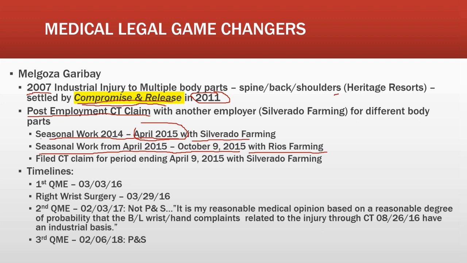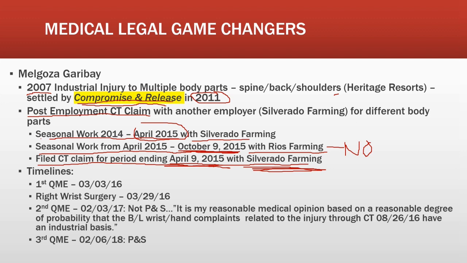So for some reasons that are not described in the case itself, she filed a cumulative trauma claim for the period ending April 9, 2015 with Silverado Farming, with no claim filed versus Rios Farming, and it's not clear as to what that reason is, but what is clear is that she continued working after April 9, 2015. She continued working now with Rios Farming. So the season had ended with one employer in April, and she continued with seasonal work with another employer, but the cumulative trauma period was filed against Silverado Farming, perhaps because they were the party that was insured, although I'm simply speculating on that. Okay, and this industrial injury was for the upper extremities involving the wrists and the hands.